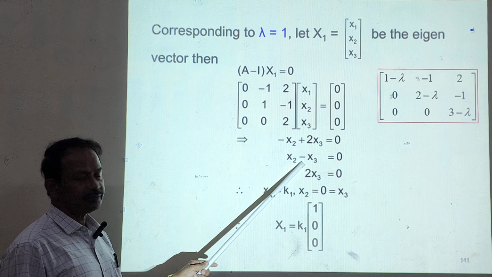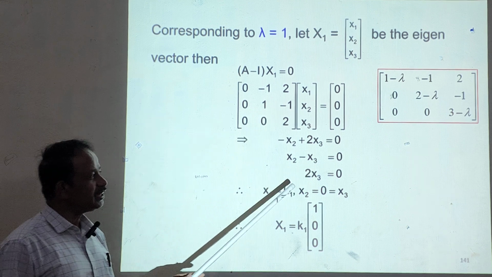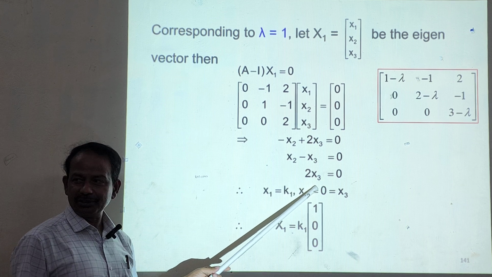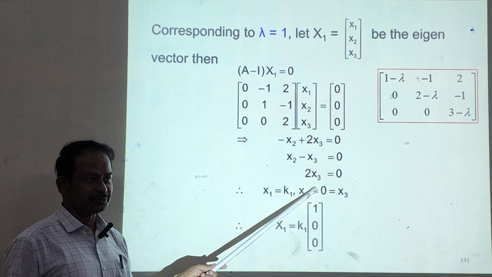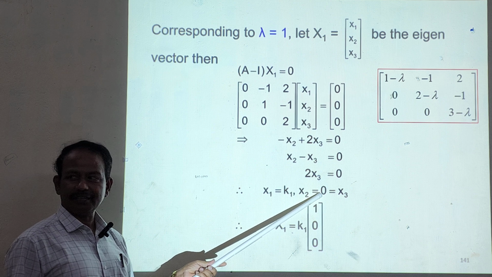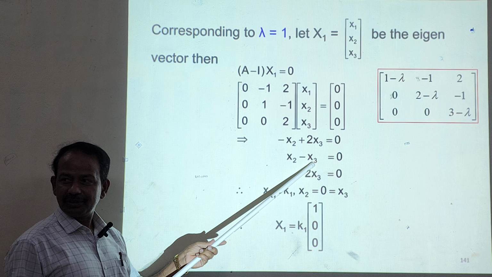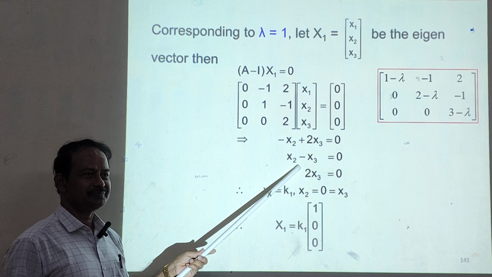Similarly for the second one you will have this equation, and similarly for the third one you will have this equation. Now immediately you can find out 2x3 equal to 0. It implies that x3 equal to 0. So immediately you can say 2 cannot be equal to 0, only x3 can be equal to 0. So x3 equal to 0. If x3 equal to 0, x2 must be 0.